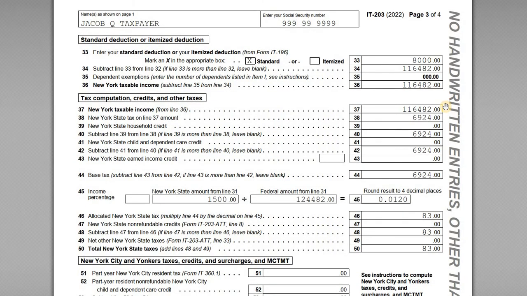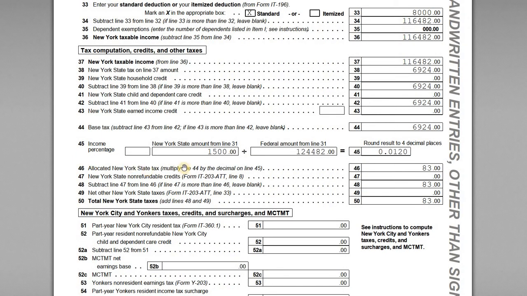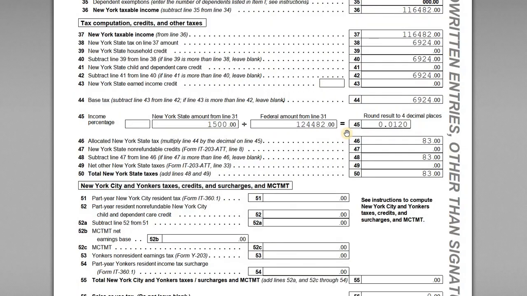Now, of course, you're not paying that amount of tax, right? Because it needs to be a portion for what is actually your New York State source income. And so all of that math is done down here on line 45. So we've got our New York State amounts from line 31. That's the $1,500. The federal amount from line 31 above, right? Line 31's up here. The federal amount, $124,482. So when we divide, we get 0.0120, which is effectively 1.2%.